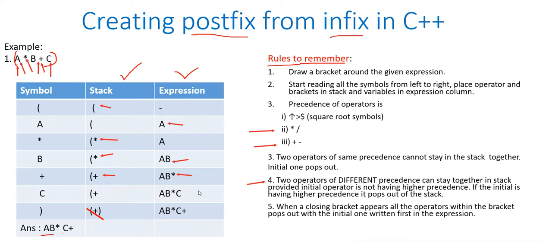C being a variable goes inside the expression section, followed by closing bracket, which goes to stack. Whenever there is a closing bracket, all the operators in between the last opening bracket and the current closing bracket need to jump out. We do not have anything else left in the infix expression, hence this is our derived postfix expression.